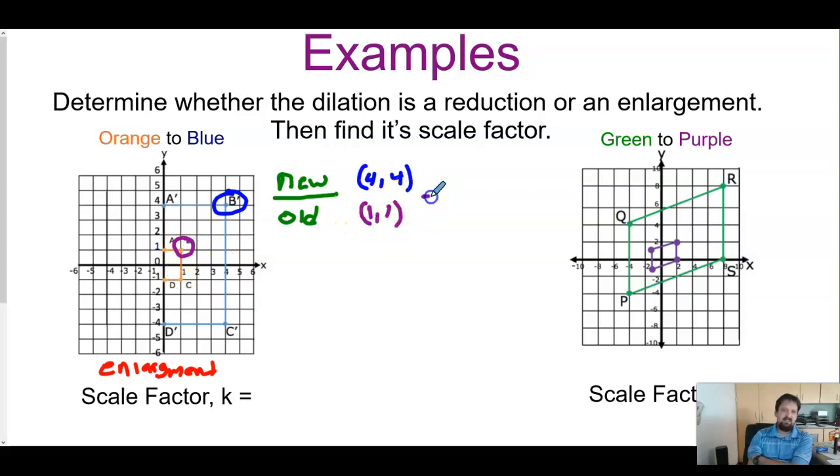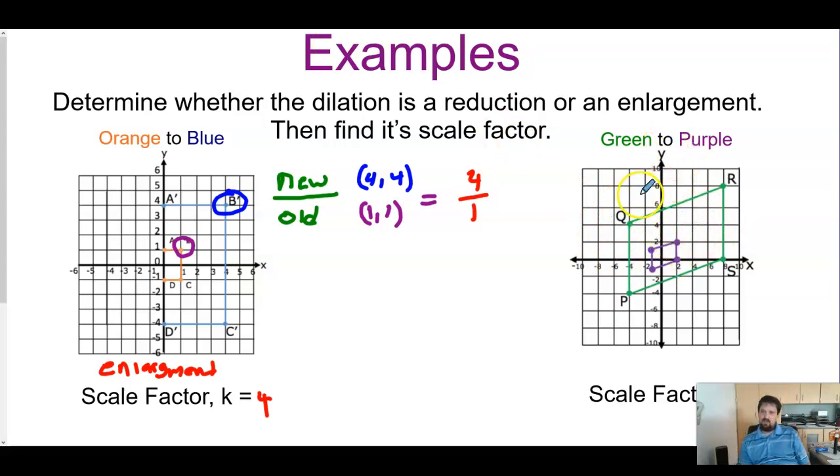Okay, and just for consistency's sake, we're just going to look at the x values. So here my x value of the new is 4, and my x value of the old is 1, and there is my scale factor. So in this case, 4 over 1 is 4. Or in other words, we took this orange rectangle and we made it 4 times bigger and turned it into the blue rectangle. Okay? Alright, so let's do that again with this over here.